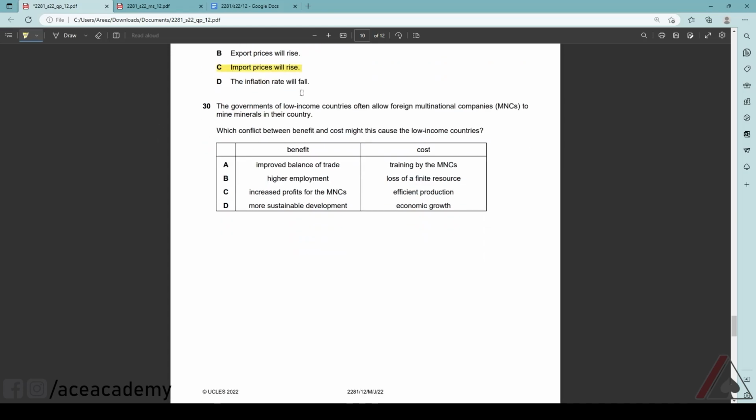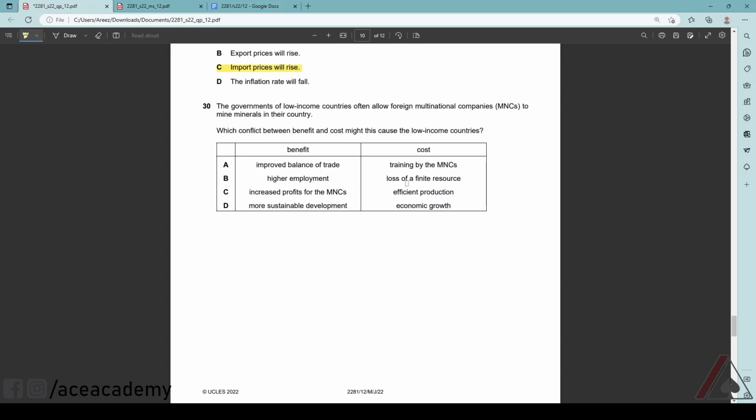Lastly, the government of low-income countries often allow foreign multinational companies, or MNCs, to mine minerals in their country. Which conflict between benefit and cost might this cause the low income countries? Okay, allow multinational companies to mine minerals. All right. So the benefit would be, would that improve the trade-off balance? And the cost would be trading by MNCs. Trading by MNCs is not a cost, so A would not be your answer.